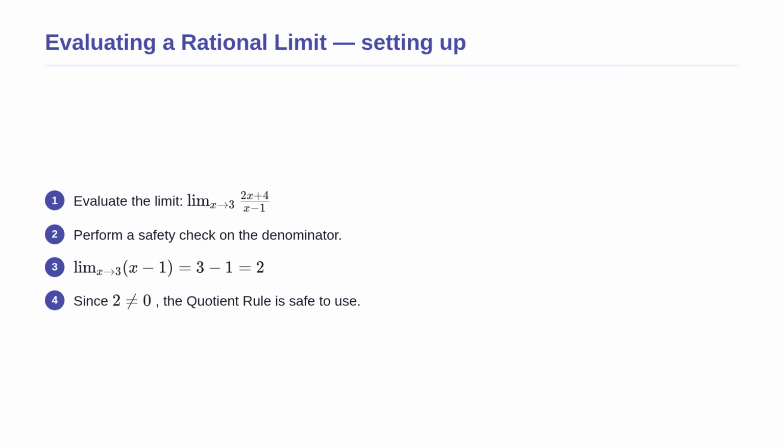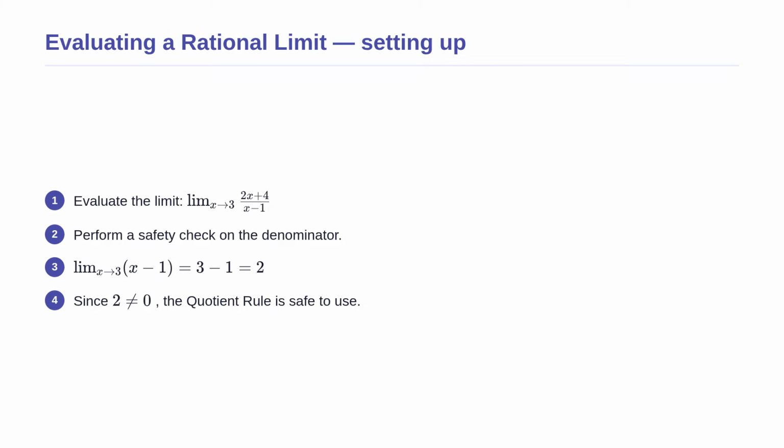Let us apply the quotient rule to a rational function, which is simply a function that is a fraction containing variables. We are asked to evaluate the limit of 2x plus 4 divided by x minus 1 as x approaches 3.